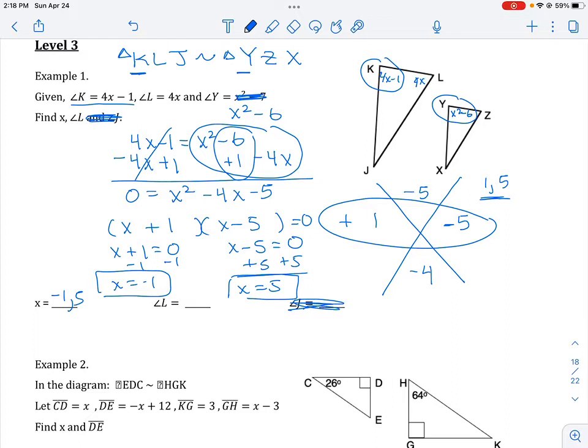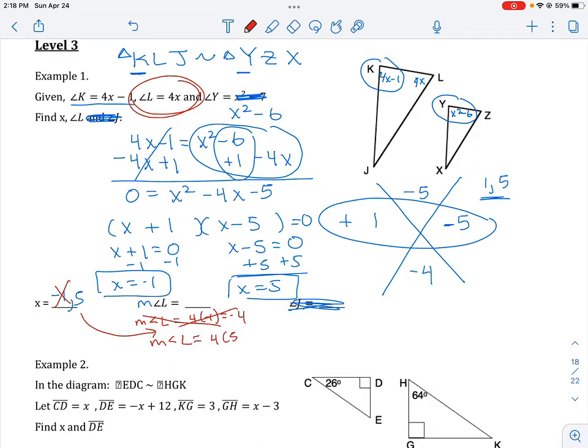So if I want to find the measure of angle L, remember we need to take those x's and plug it back into what is L. L is 4x. So in order to find a measure of angle L, we're going to have to take these numbers and plug it into 4x. Now, notice though, if I plug in a negative 1 for the x, you get negative 4. You cannot have a negative number for the measure of an angle. So this answer actually is not going to work. But I can do 5.